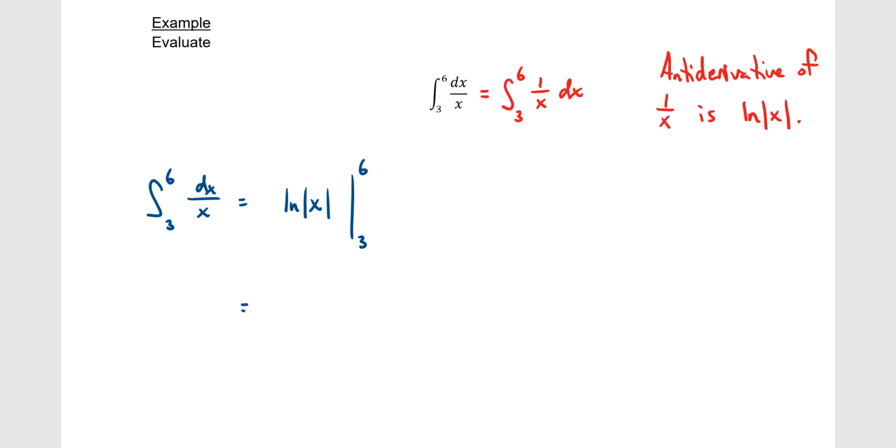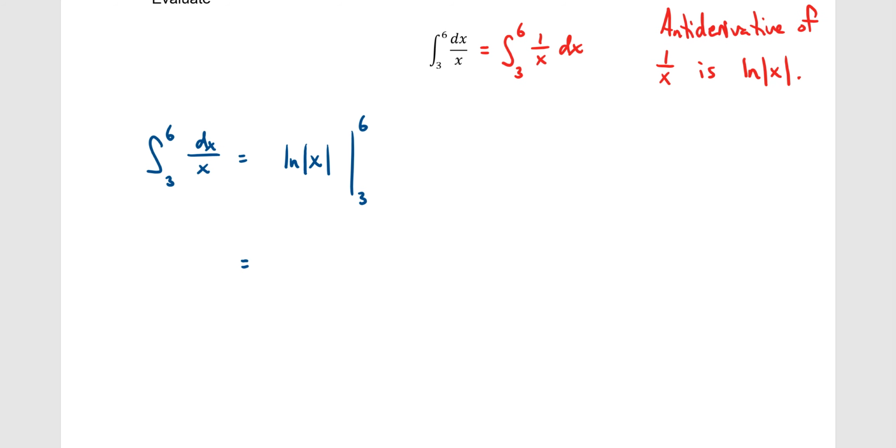We plug in upper bound minus lower bound. That's the ln of 6 minus the ln of 3. And we don't need the absolute value bars anymore because 6 and 3 are positive numbers, so we don't have to worry about that absolute value bar. They're already positive. And even though this is technically correct, this just represents some number.